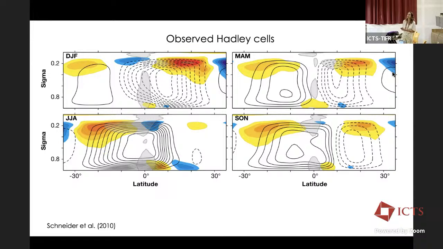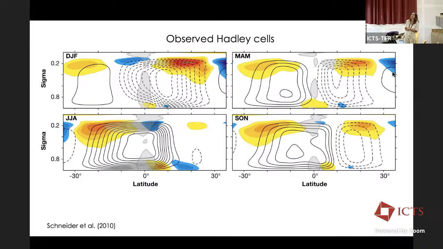And these are the Hadley cells. You see that in your equinox seasons, the cells are more or less symmetric, not quite, about the equator. And the filled color contours represent the eddy momentum flux convergence or divergence. I don't want to go into the details, but basically it represents one measure of how the baroclinic eddies that originate from the mid-latitudes and propagate into the tropics can influence the Hadley circulation.